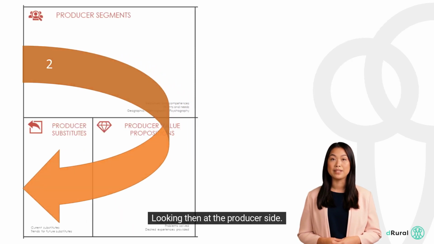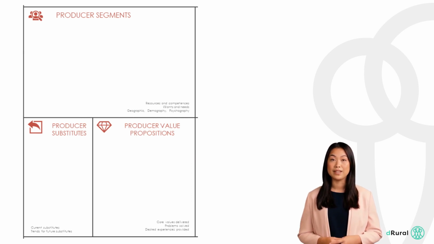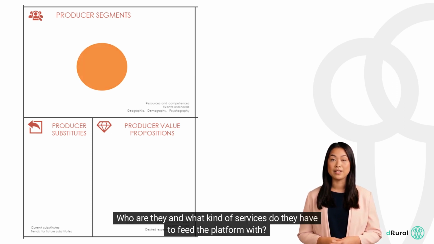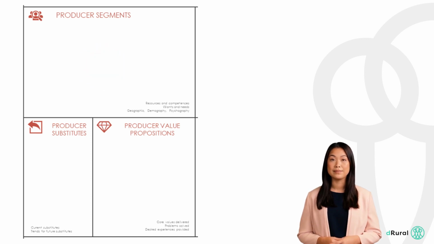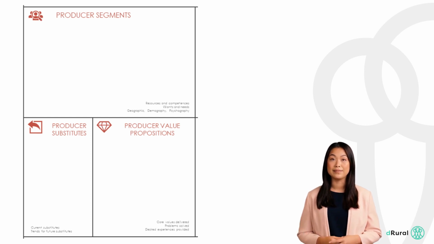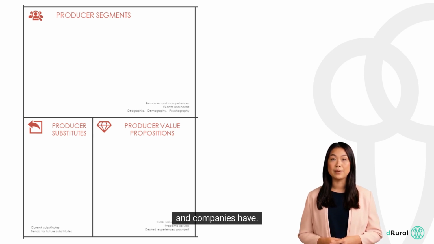Looking then at the producer side. As said in the introduction to the consumer side, you will recognize the same elements on the producer side. Also here, you will start with identifying your producer segments. Who are they and what kind of services do they have to feed the platform with? A suggestion here is to, rather than describing the companies, focus on the services provided. As for the consumer segment, try to describe needs, challenges and lack of opportunities that these services and companies have.